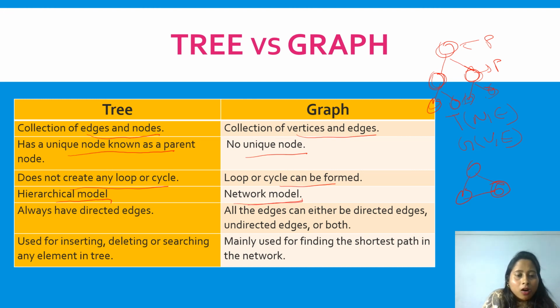In tree, all the edges are always directed, whereas in graph, we have seen that undirected edges are also there, directed edges are also there. So next is that tree is used for inserting, deleting or searching any elements, but graph is used for finding the shortest path in the network. So these are some of the differences of tree and graph.